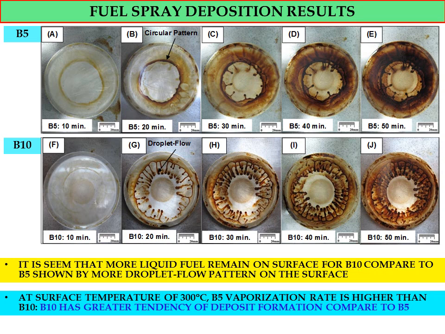At a surface temperature of 300 degrees Celsius, if we base it on the evaporation characteristic, the B5 vaporization rate is higher than B10. So B10 will have a greater tendency of deposit formation compared to B5. So these are the conclusion and also the result obtained from the observation of the basic or general features of deposit that were captured by using a camera.